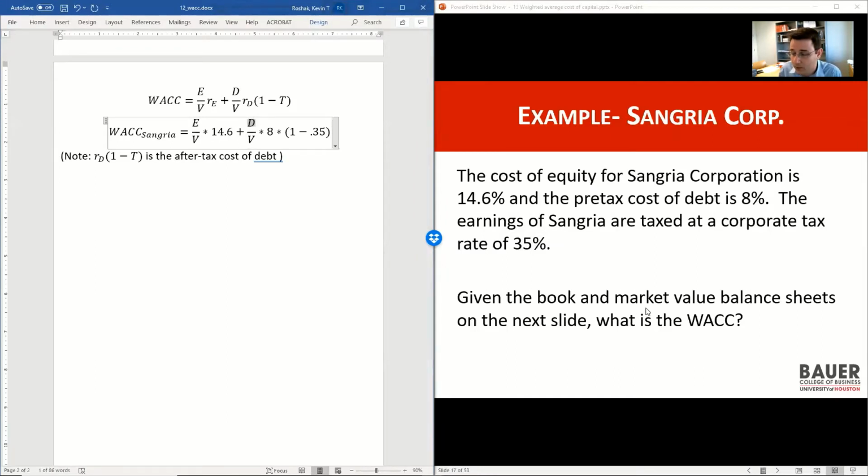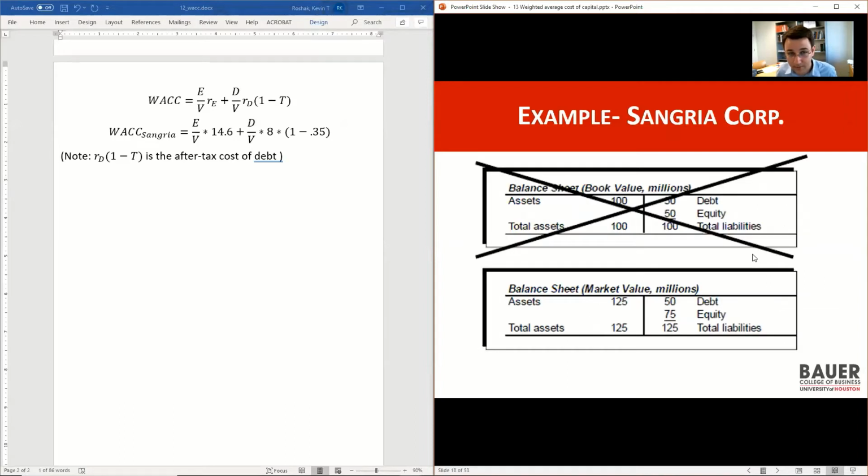In the next slide, what we're going to get is book and market value balance sheets. We're going to use those to compute the WACC. Okay, so now pop quiz. Are we going to use book values or are we going to use market values to calculate the WACC? We're going to use market values, right? This is finance. We almost always use market values unless there's some weird accounting thing that we care about, like a tax shield or something. We care about market values.